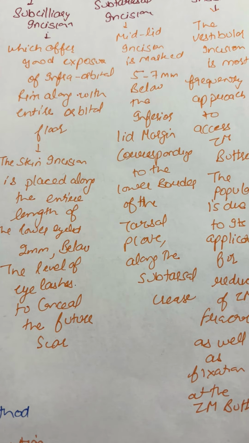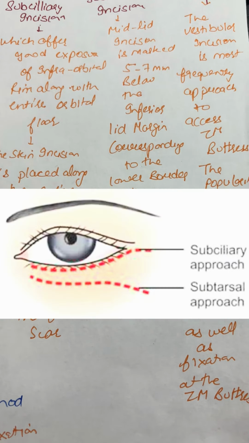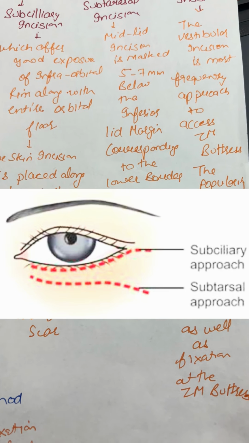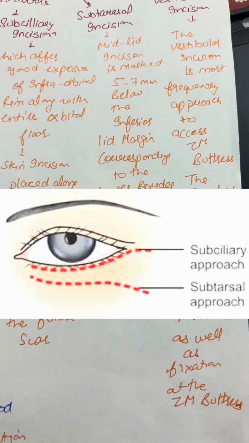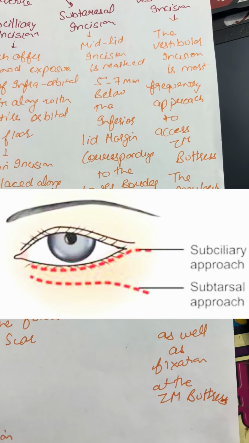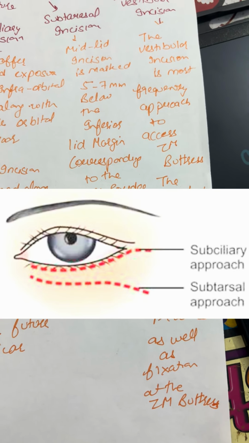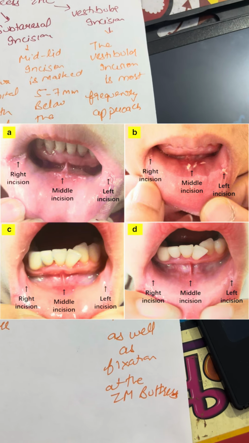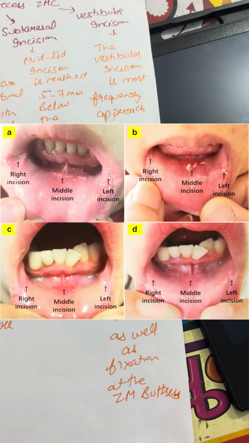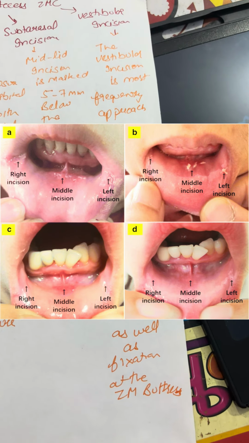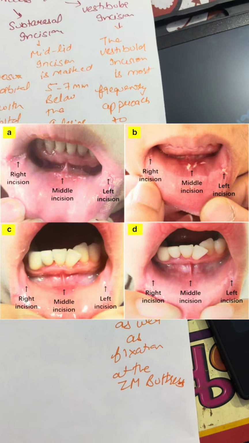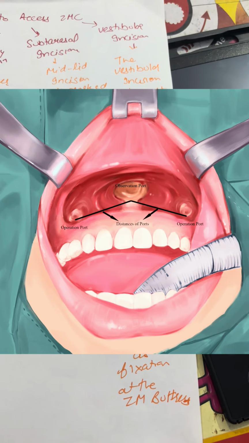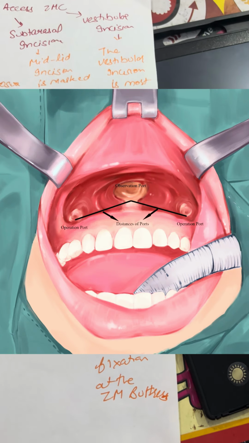Next one is the subtarsal incision. It is a mid-lid incision marked 5 to 7 mm below the inferior lid margin, corresponding to the lower border of the tarsal plate along the subtarsal crease. Next one is the vestibular incision. The vestibular incision is the most frequently used approach to access the zygomatic buttresses. Its popularity is due to its application for reduction of ZMC fracture as well as fixation at the ZM buttresses.